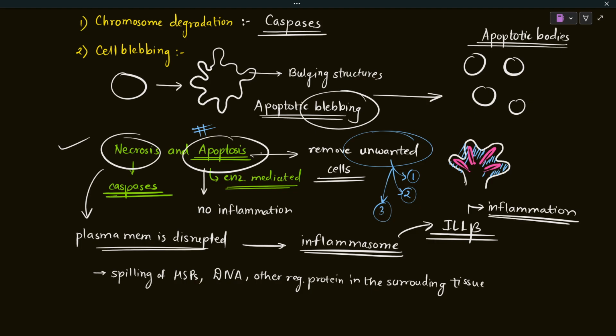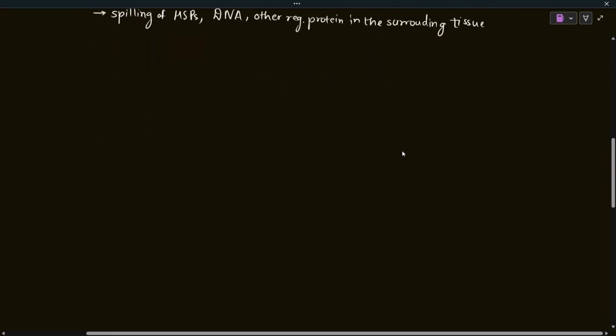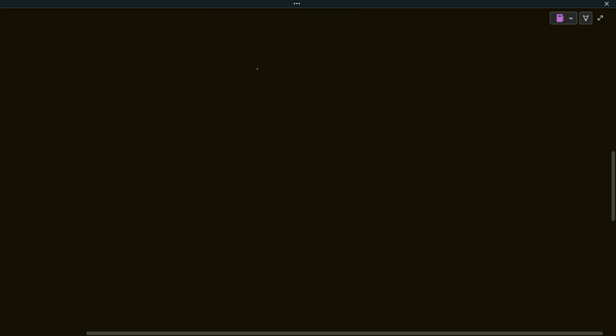So I hope the difference between necrosis and apoptosis is quite clear to you all. And by now you must have understood what apoptosis is and why cells exhibit apoptosis. So now let's learn about the apoptotic mechanisms, the pathways for apoptosis.